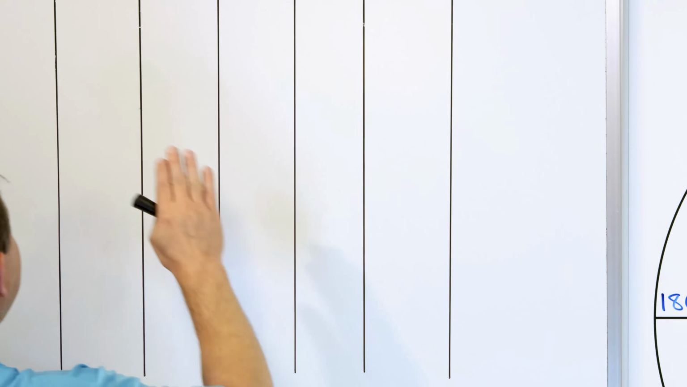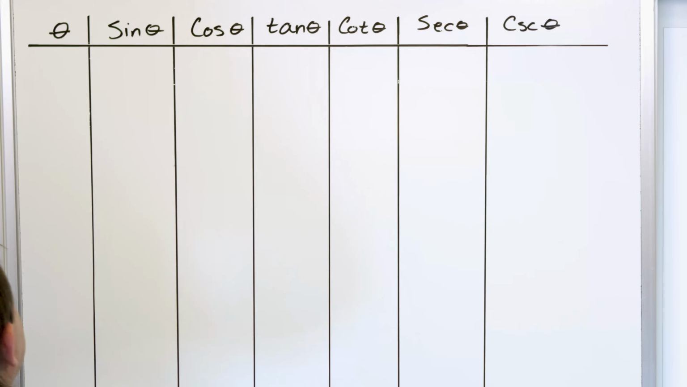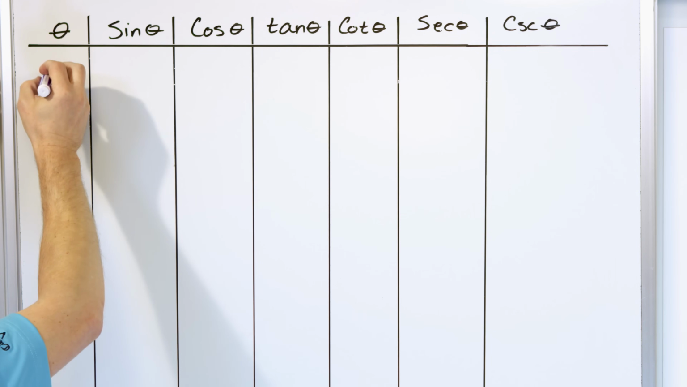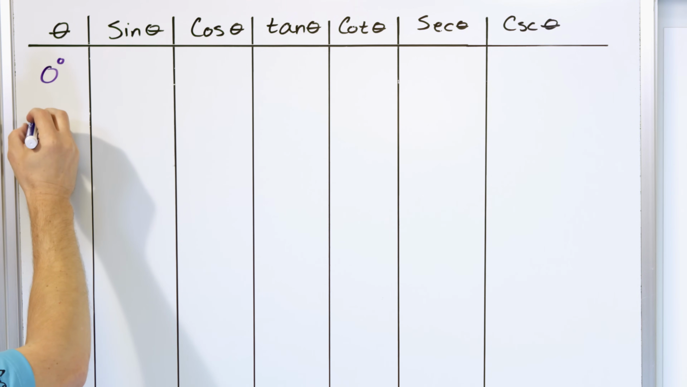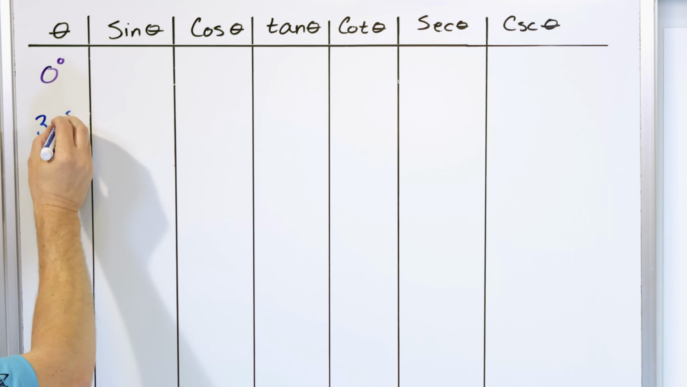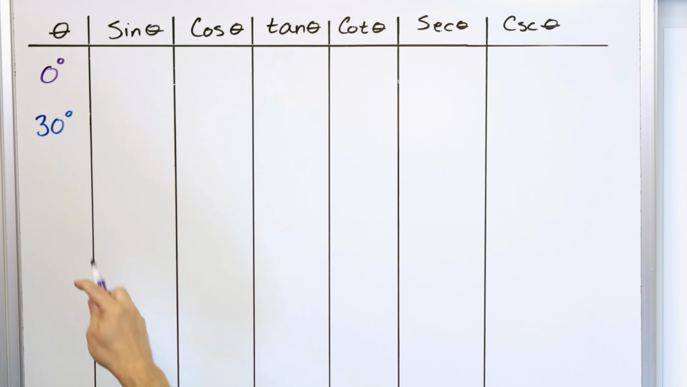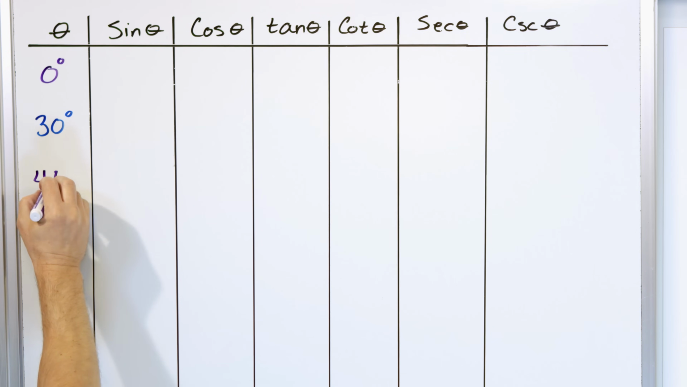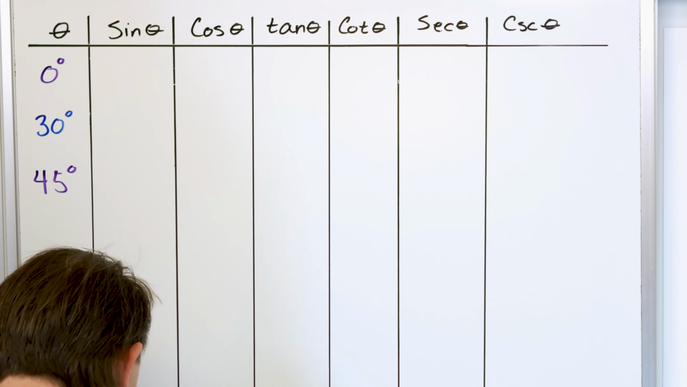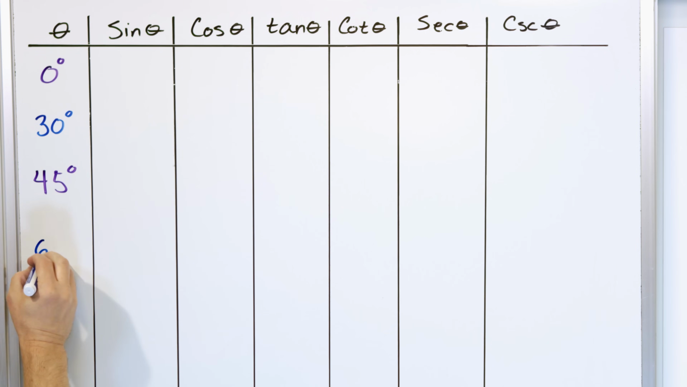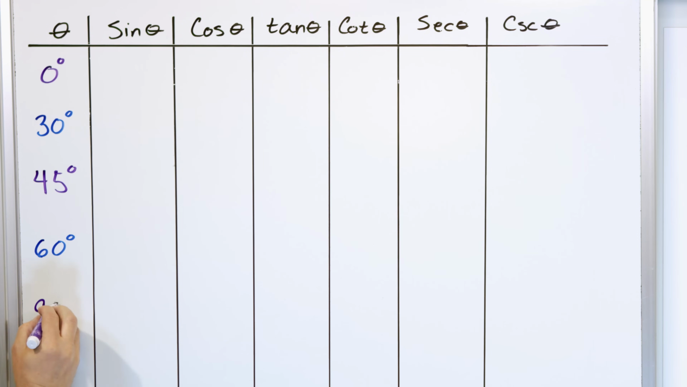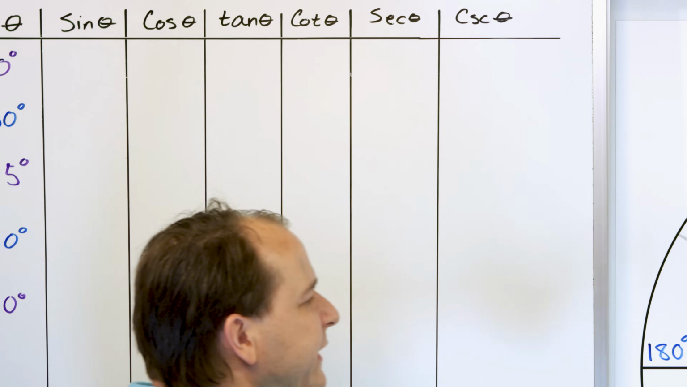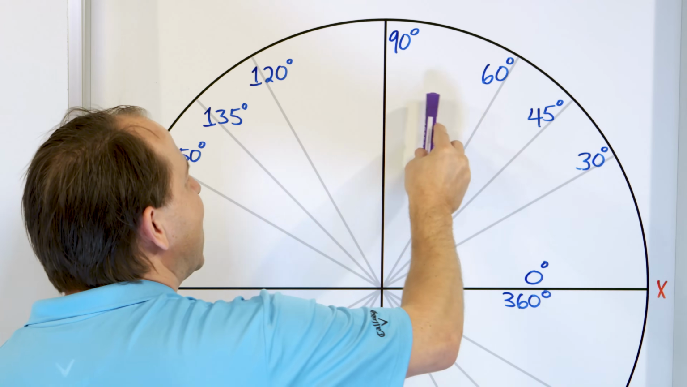All right, so what we have is a table here. We need to fill it out. We have some special angles that are important, and the very first one is 0 degrees. After 0 degrees, the next most special angle is 30 degrees. And then after that, we all know that the next most special angle is 45 degrees. And then after that, the most special angle is 60 degrees. And then after that, the most special angle is 90 degrees.